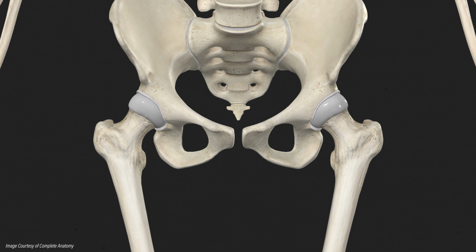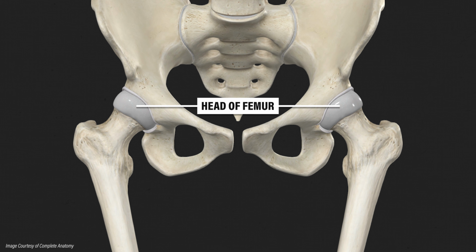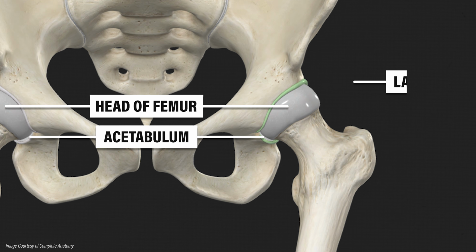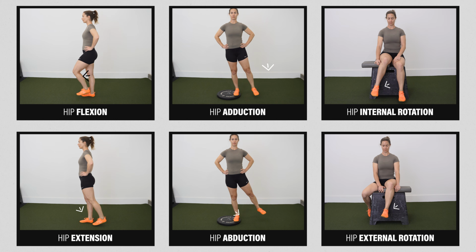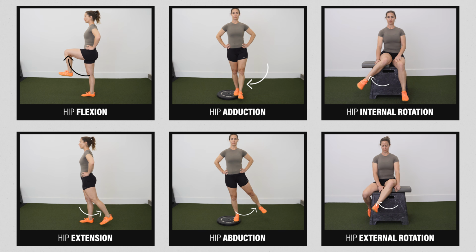The hip is a ball and socket joint. The ball is the head of your thigh bone, or femur, and the socket, known as the acetabulum, is part of your pelvis. There is a lining of cartilage around the acetabulum called the labrum that helps with stability and load distribution through the joint. The primary movements of the hip are flexion, extension, adduction, abduction, internal rotation, and external rotation.